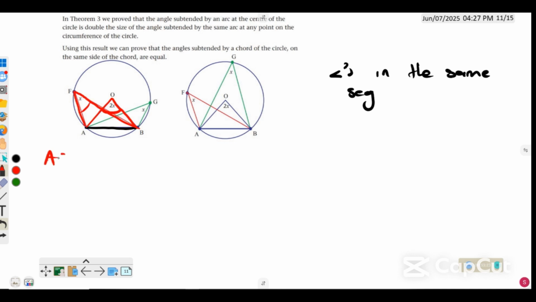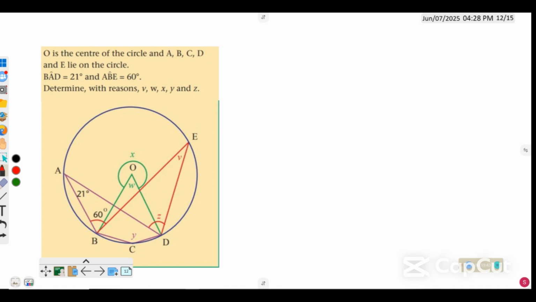So the angle AOB must be equal to twice the angle F, because one of them is at the center, one is at the circumference. So it's the same scenario even for this. Chord AB subtends angle O at the center, but it also subtends angle G at the circumference. So this one is twice that, always. Okay, so let's look into this now.